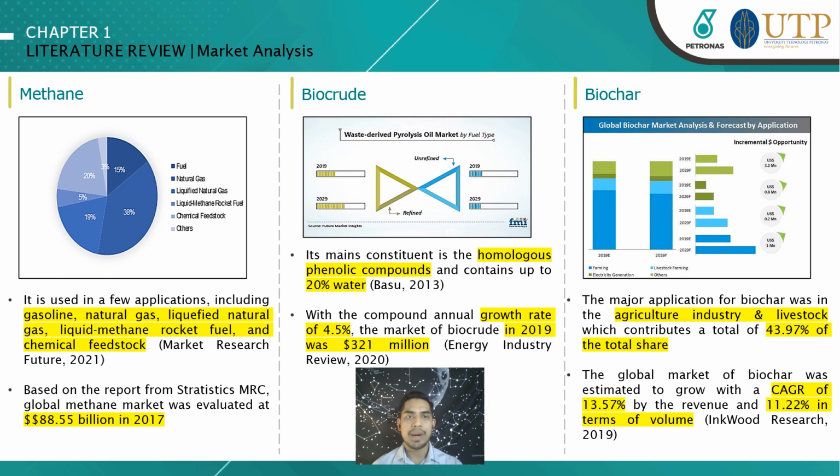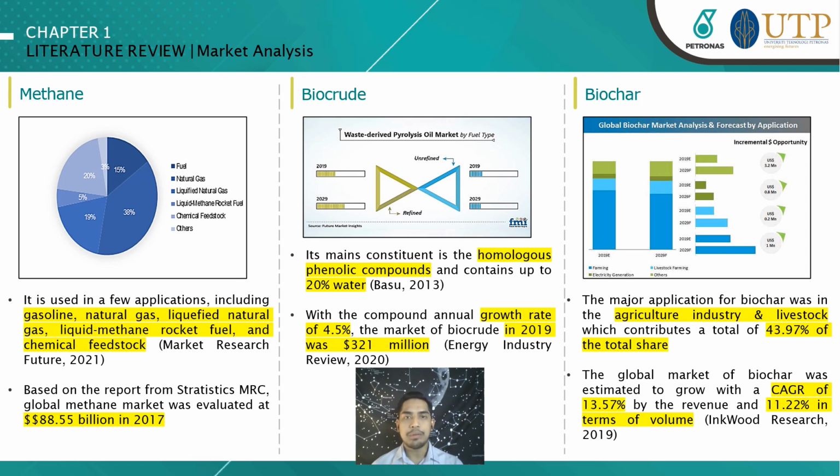Another product from the pyrolysis process is biocrude. This product's main constituent is homologous phenolic compounds, and it contains up to 20% of water according to Basu 2013. Based on the report from Energy Industry Review 2020, the market of biocrude in 2019 was 331 million with a compound annual growth rate of 4.5%.